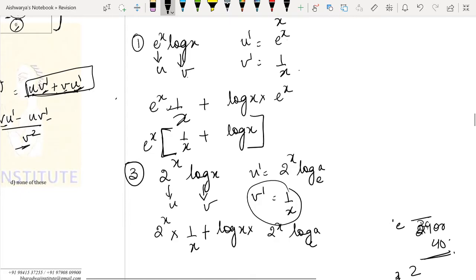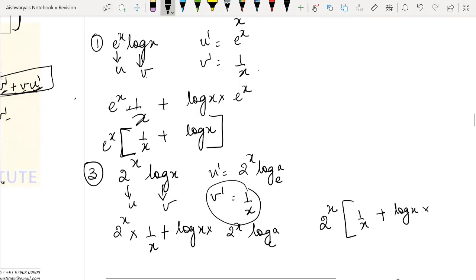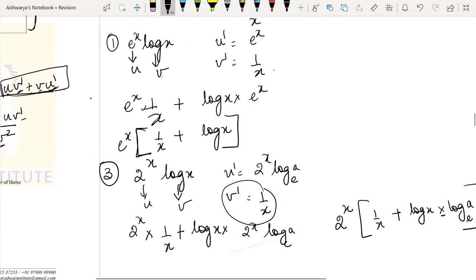Now we can take out common. When we take out common, 2 power x will be common. 1 by x plus log x into log a base e. This is what you will be having. Okay. Don't do anything. It's a product here, so we can't touch this. We should leave it as it is.